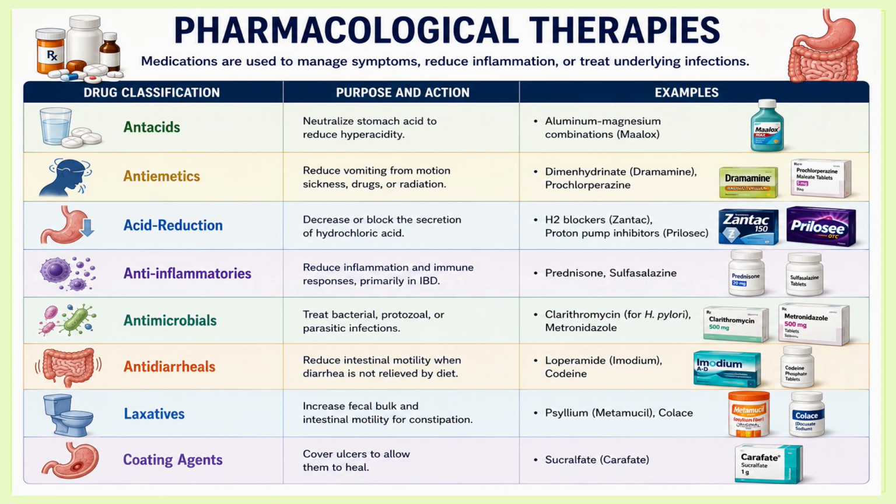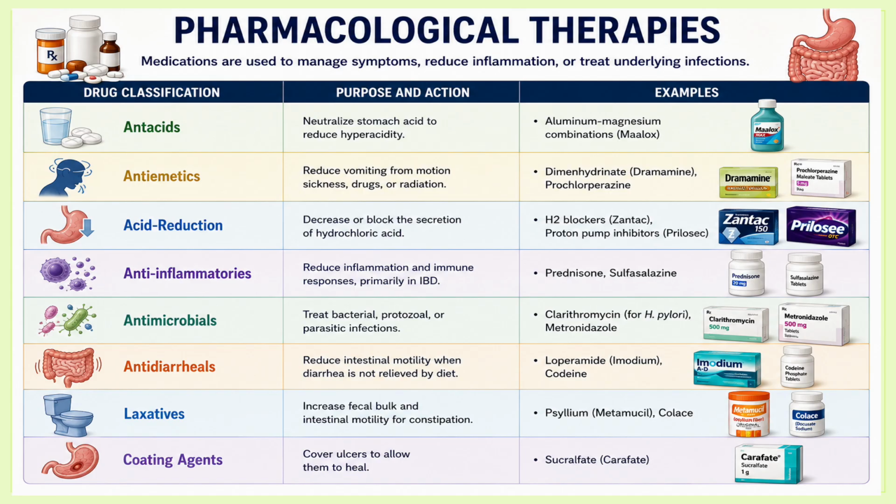These are the different medications that are used to treat GI disorders. You have antacids to neutralize acid, antiemetics to reduce vomiting, for motion sickness, drugs, radiation. You have acid reduction medications basically to decrease the secretion, block the secretion of hydrochloric acid. You have anti-inflammatories for disorders like IBD, to help reduce the inflammation. You have antimicrobials to treat any bacterial, protozoal, or parasitic infections.